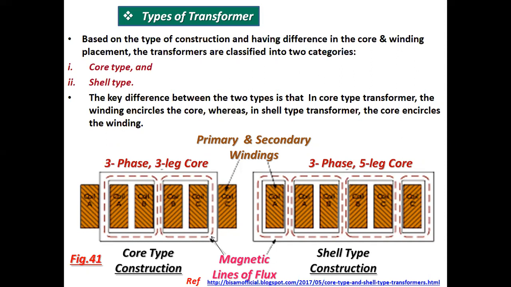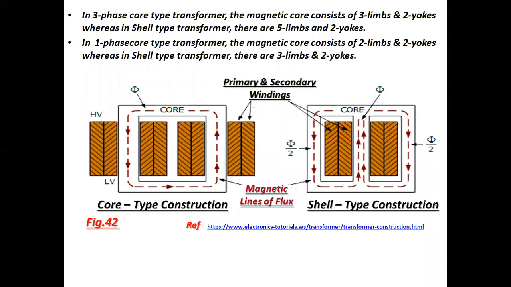See the diagram. In three-phase core type transformer, the magnetic core consists of 3 limbs and 2 yokes, whereas in shell type transformer, there are 5 limbs and 2 yokes. In single phase core type transformer, the magnetic core consists of 2 limbs and 2 yokes, whereas in shell type transformer, there are 3 limbs and 2 yokes. Detailed discussions in later stage. See the diagrams.